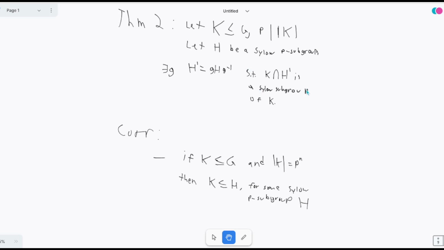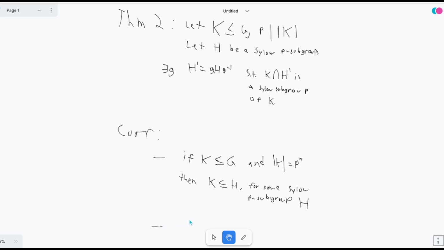Sorry, to be clear about theorem 2, I think I misspoke when I was writing this out, and said that K intersect H prime is a Sylow p subgroup of K. It's just a Sylow subgroup, so it might be of some other order. Oh wait, no, never mind. Just forget what I just said. No, it has to be a p group, of course.